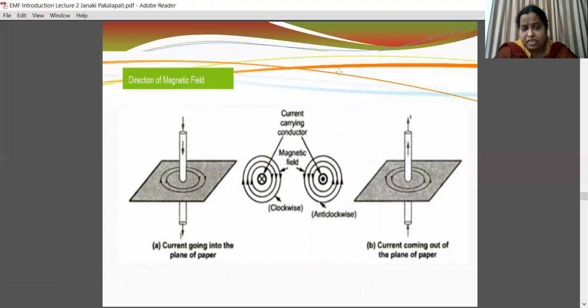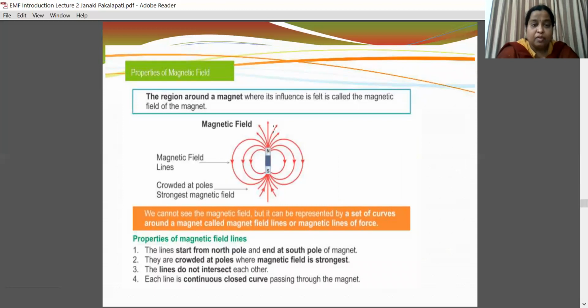Here is one more representation of how the field looks. Usually we say the current is in two directions: current into the board and current outwards from the board. If you consider the current into the board, the magnetic field is like this. And if you consider the current outwards, the magnetic field is like this, which is represented in the middle figure. Then what are the properties of the magnetic field? We already discussed that the magnetic lines start from the North Pole and end at the South Pole of the magnet. They are crowded at the poles where the magnetic field is strongest, and the lines do not intersect each other. Each line is a continuous closed curve passing to the next magnet.